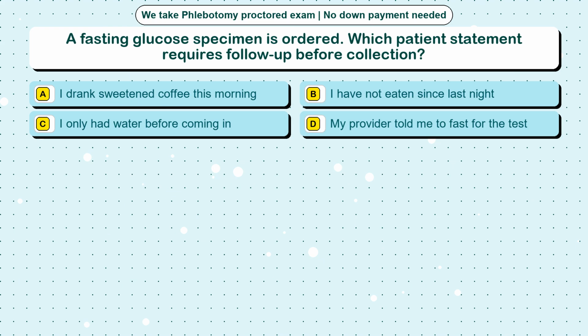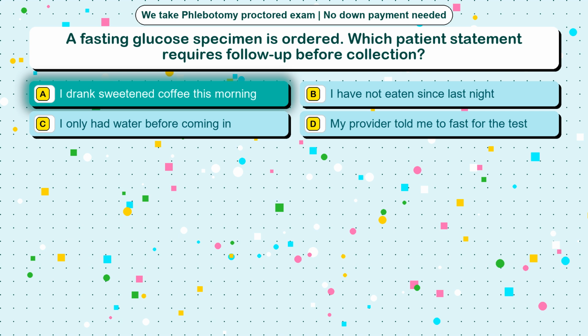Question 91. A fasting glucose specimen is ordered. Which patient statement requires follow-up before collection? Option A. I drank sweetened coffee this morning. Option B. I have not eaten since last night. Option C. I only had water before coming in. Option D. My provider told me to fast for the test.